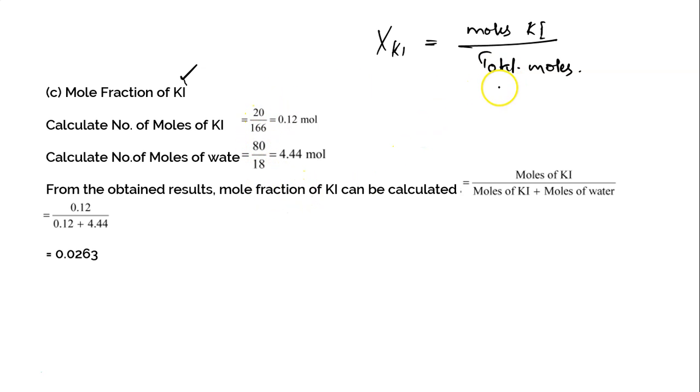And when you talk about the total number of moles, what else do we have? We have water also along with KI. The mass of water is 80 divided by the molar mass of water, which is 18. Altogether, the moles of water is calculated as 4.44. Substitute the values and simplify to acquire the mole fraction of KI. This is how we calculate mole fraction.